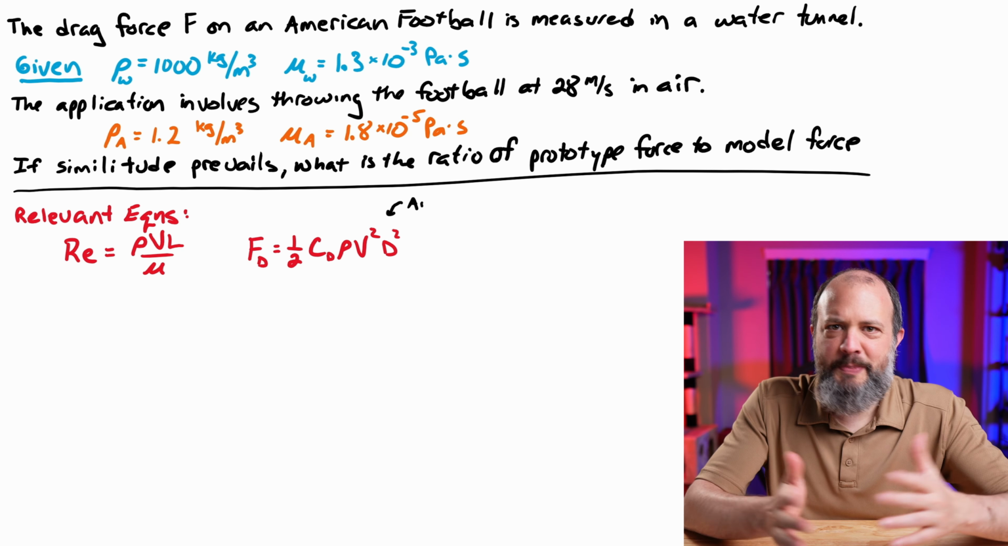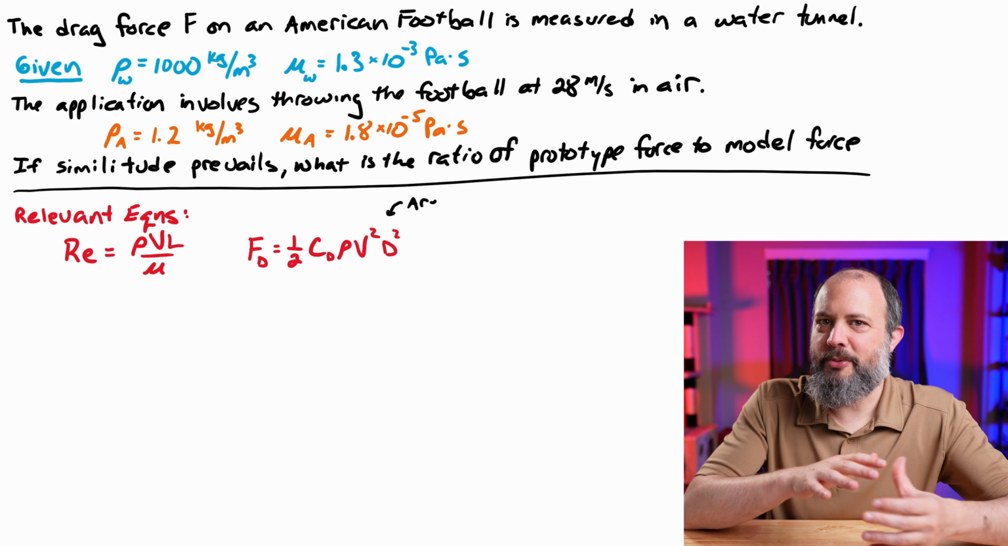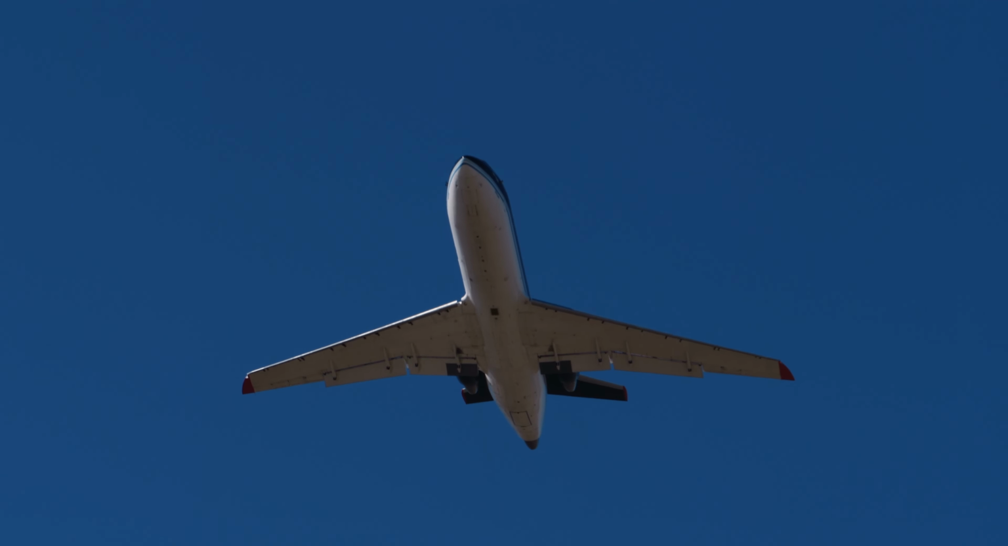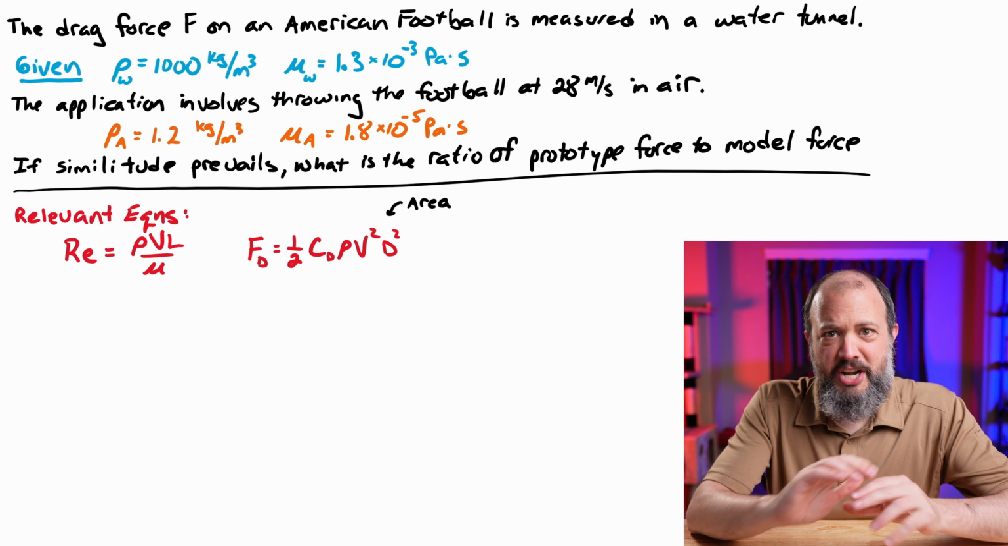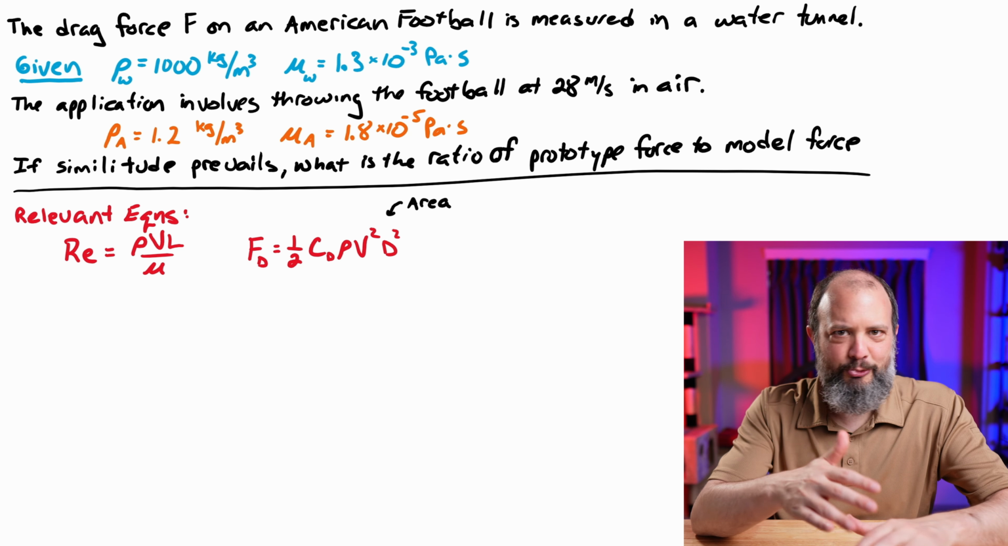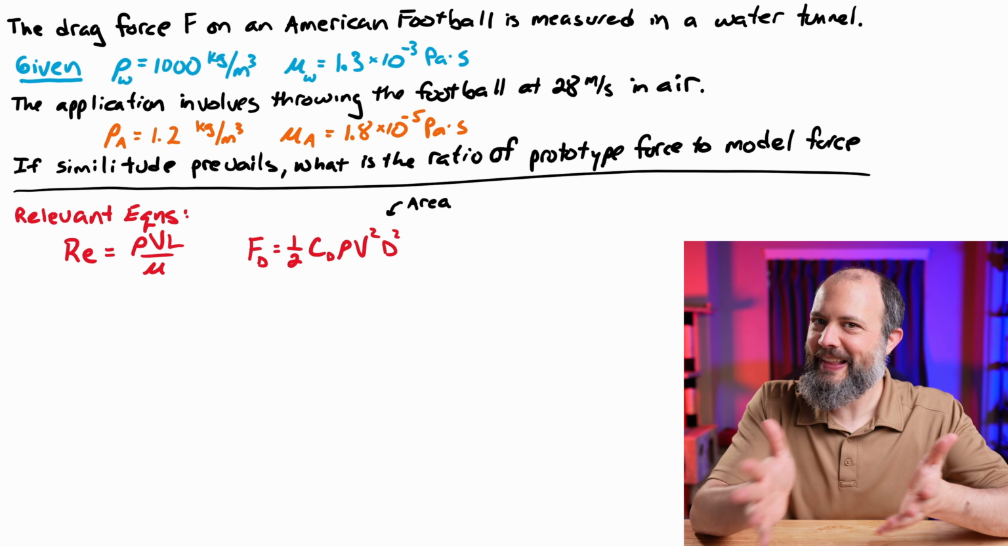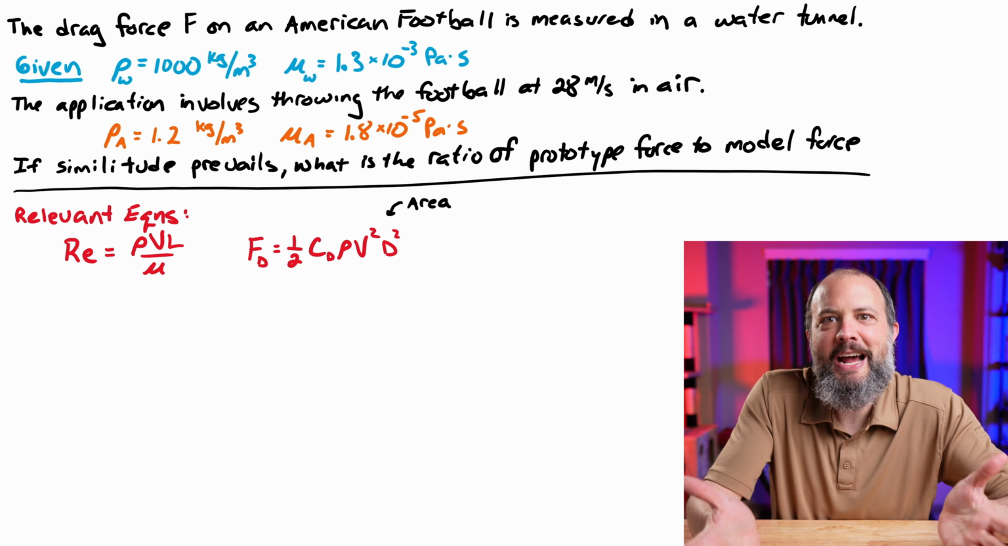Now that area could be something different depending on the application. It might be a cross-sectional area, or it could be the planform area of a wing, like for a lift problem. But in this case, we'll just put a generic length there, because once we do the ratios of lengths, what length or area this actually represents will end up not actually mattering.